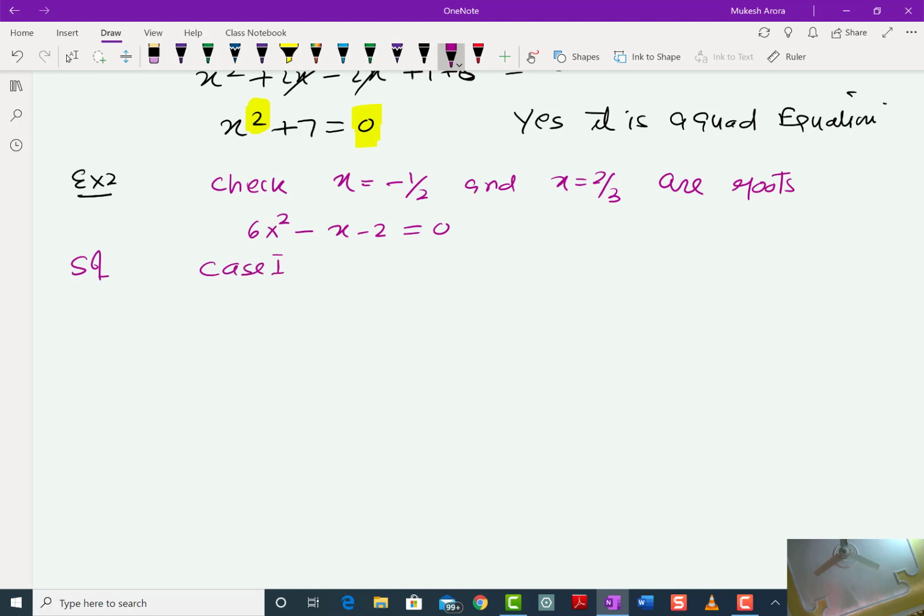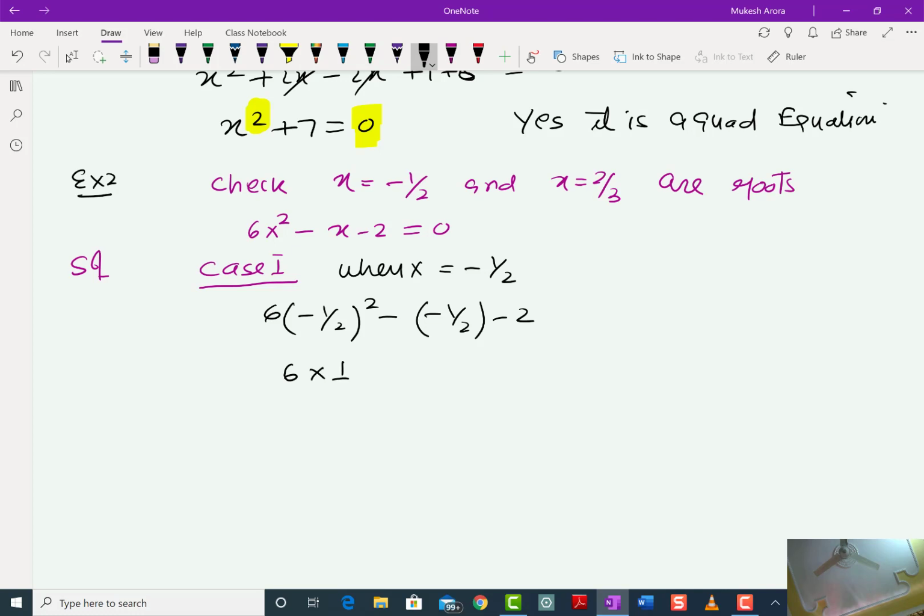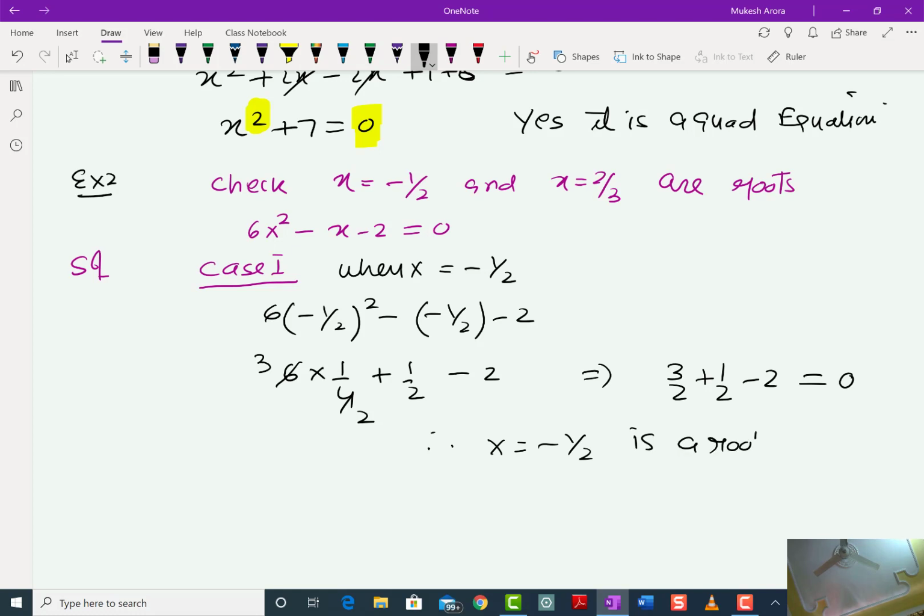Case 1 is when x is equal to minus 1 by 2. So 6 into (minus 1 by 2) raised to the power 2 minus 1 by 2 minus 2. So 6 into 1 by 4 plus 1 by 2 minus 2. This is 3 by 2. So 3 by 2 plus 1 by 2 minus 2 is equal to 0. Therefore x is equal to minus 1 by 2 is a root of the quadratic equation, right?